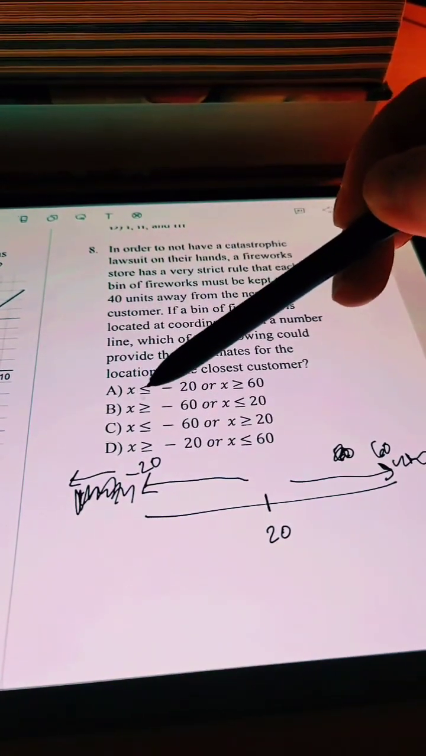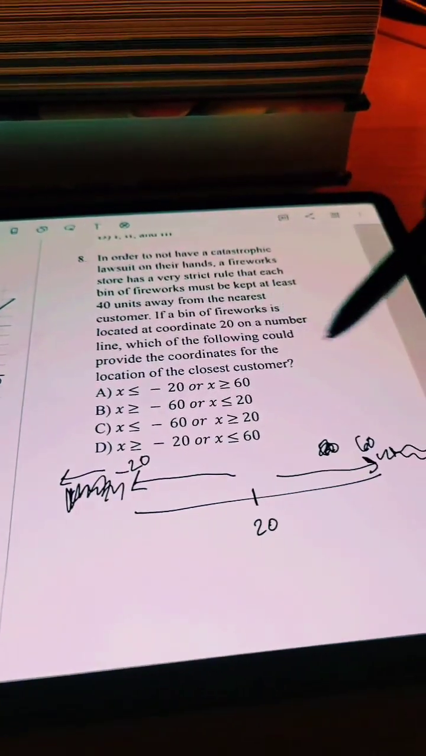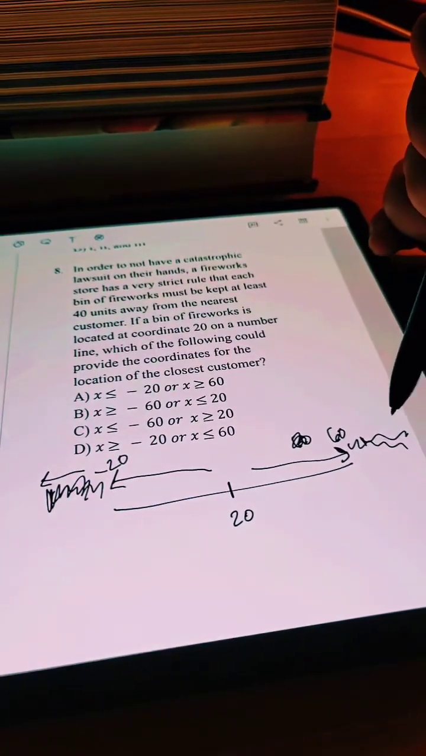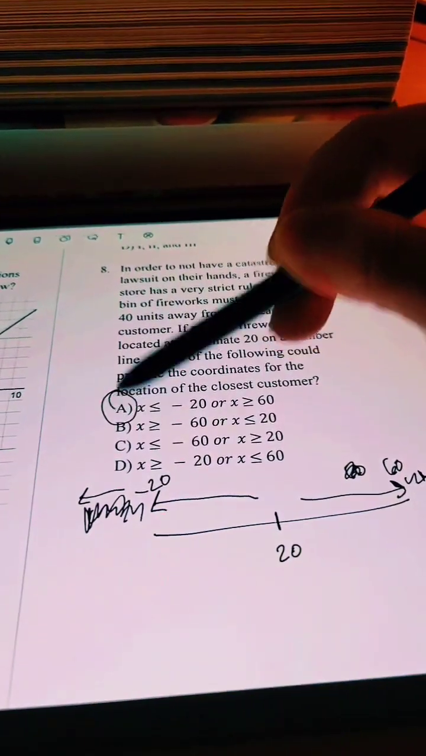So A says X is less than or equal to negative 20, that works. Or X is greater than or equal to 60, that works, so it would be A.